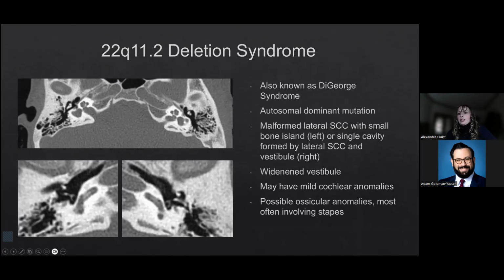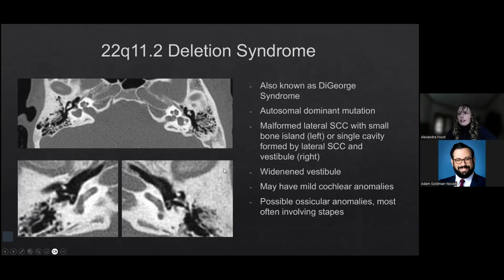If you look at the ossicular chain, this is going to be one of the conditions where you might have a stapes that looks too dense as well. They tend to have a dense stapes that has a little bit widened appearance of the crura as well. You can have milder cochlear anomalies or other ossicular anomalies, but this is going to be one where you're going to have to correlate with the chart.